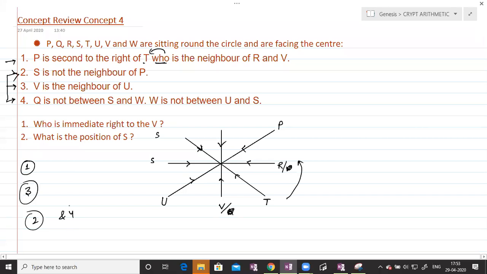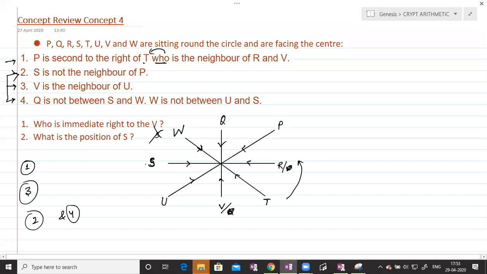Statements 2 and 4 together, right? The fourth one: Q is between S and W, right? Of course, S must be here only, right? It should not be here. That's why Q must be between S and W. Q is not between S and W, so Q must be here and W must be here. This is S. That's all. Is that complete, right?